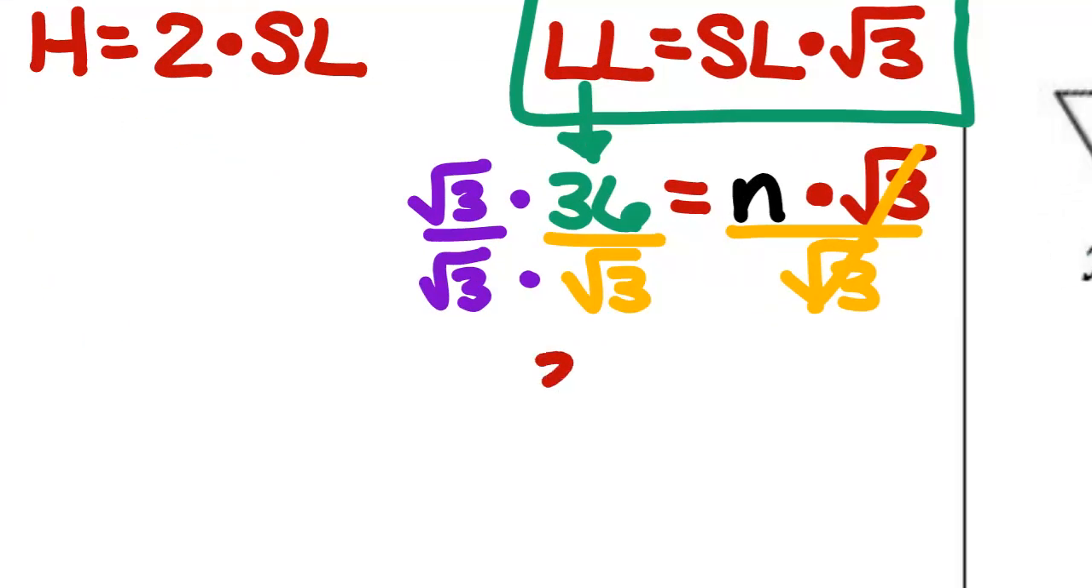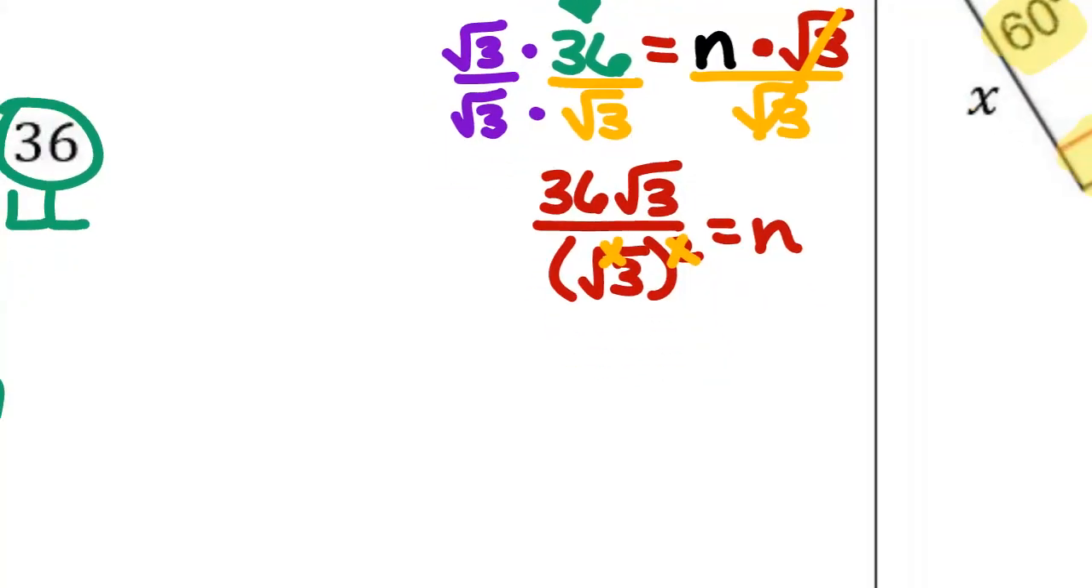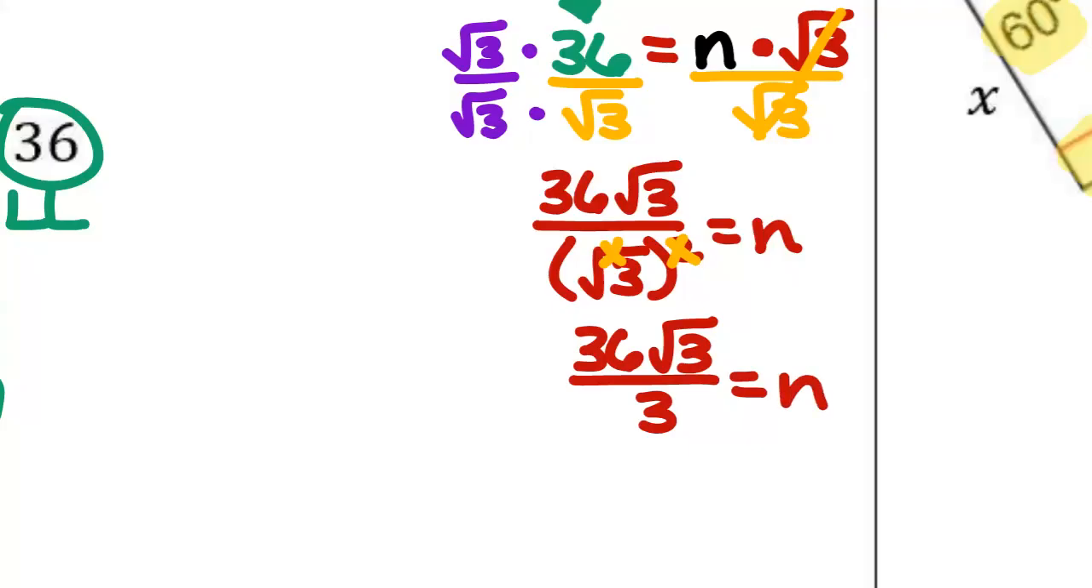So in my numerator, that would give me 36 radical 3. In my denominator, I have radical 3 times itself, or radical 3 squared. What happens when you square something that's being square rooted? Cancels out. So what do I have actually down in my denominator then? 3. 36 radical 3 over 3 equals N. I got rid of the radical in the denominator, so that's good.